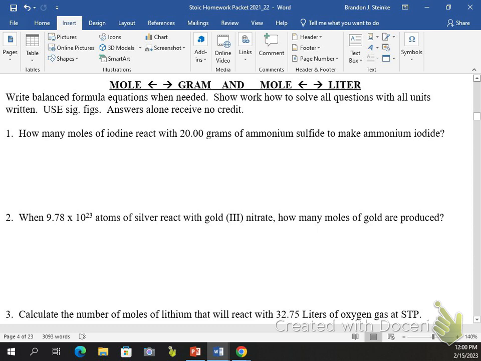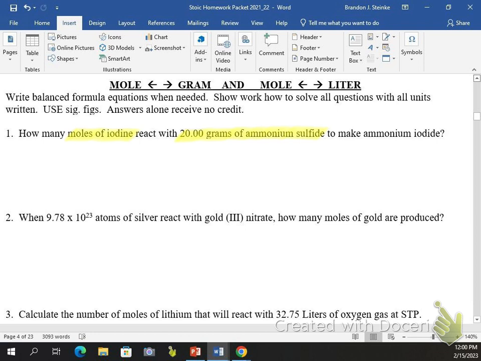So let's read this question. How many moles of iodine? That should be something I highlight because that means moles of iodine is what? My goal. That's what I want to get into. That's important. Some of you need to be doing more test strategies to make sure you're using the right numbers. React with 20 grams of ammonium sulfide. Why is that important? That's part of the equation, but that's my given, right?